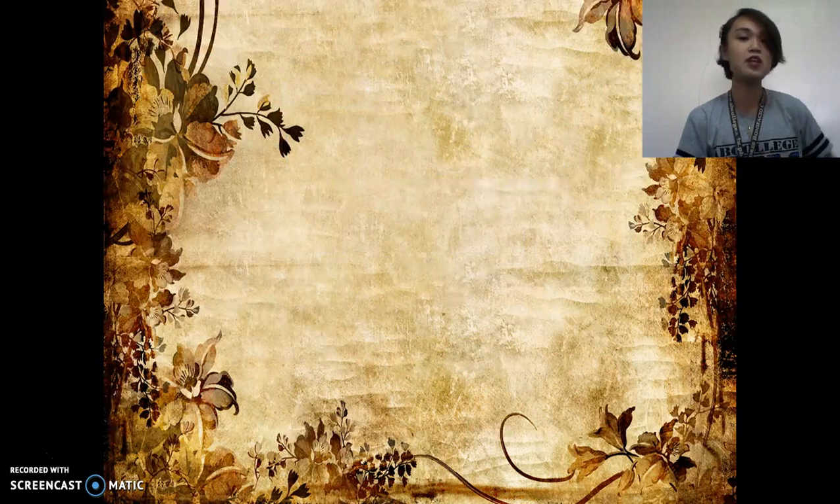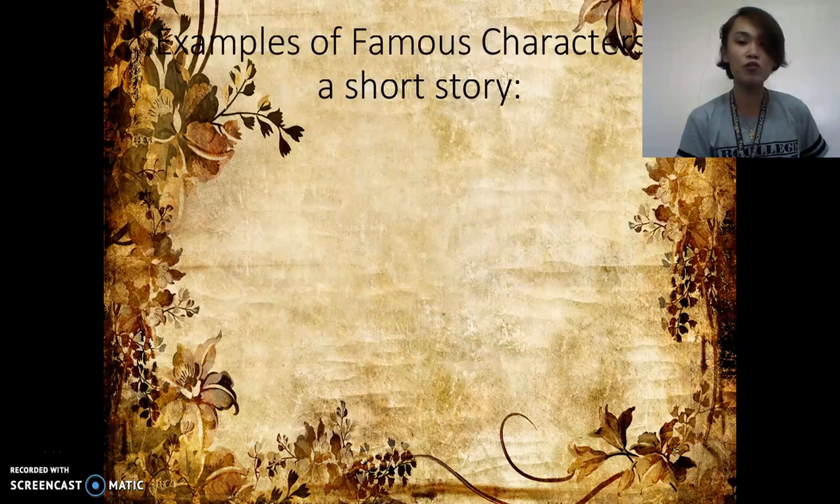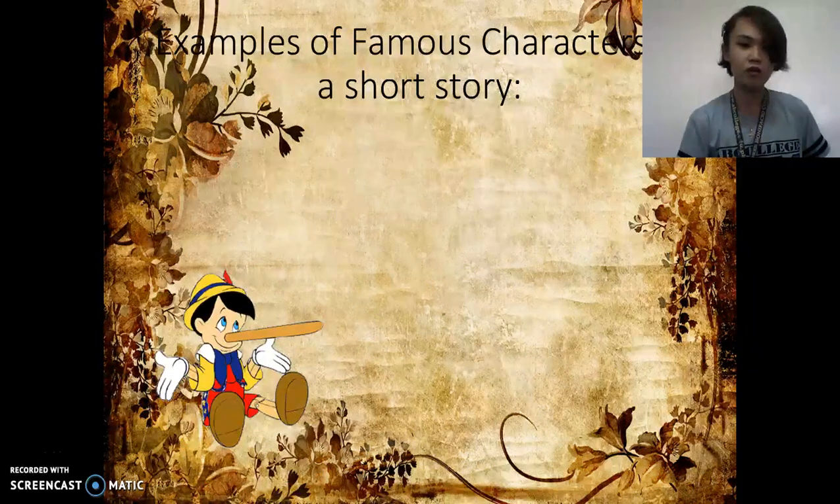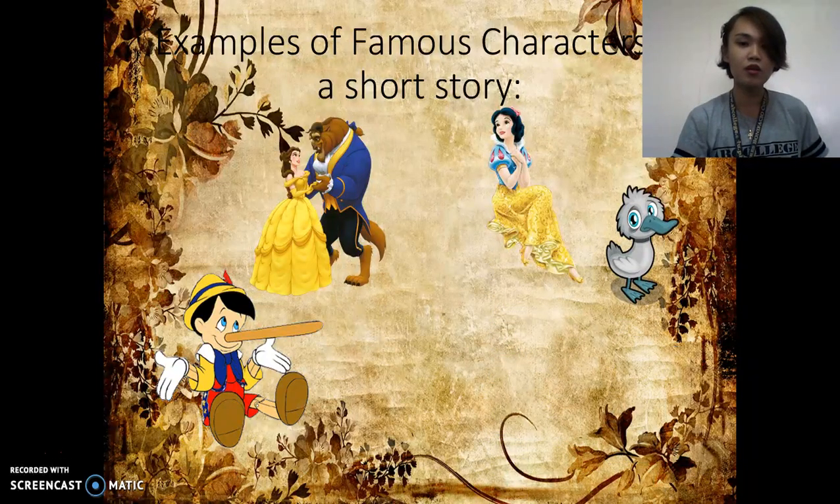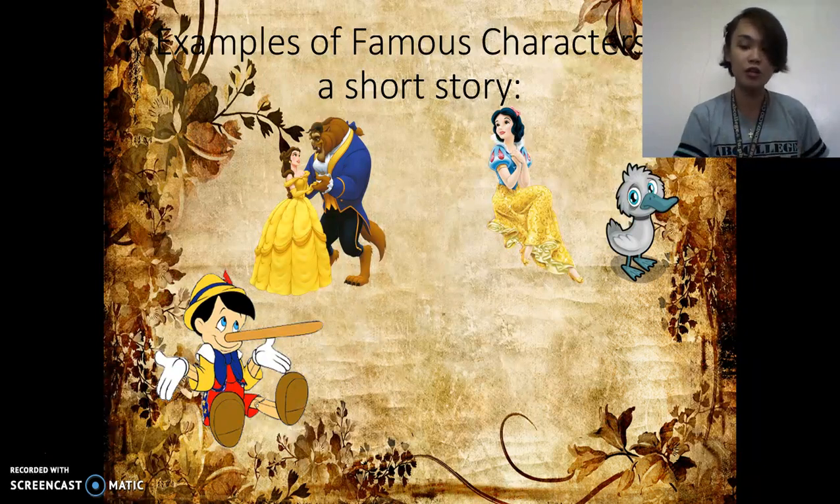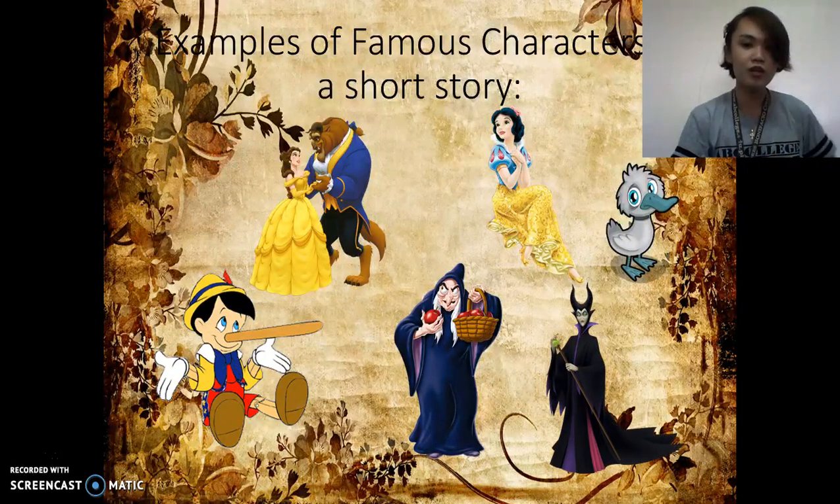Now, let's proceed first to the first element of a short story, which are the characters. A character is a person or animal who takes part in the action of a short story. These are examples of famous characters in a short story: Pinocchio in the story Pinocchio, Belle and the Beast in the story Beauty and the Beast, Snow White in the story Snow White and Seven Dwarfs, the Ugly Duckling in the story The Ugly Duckling, the Evil Witch in the story Snow White and the Seven Dwarfs, and Maleficent in the story Sleeping Beauty.